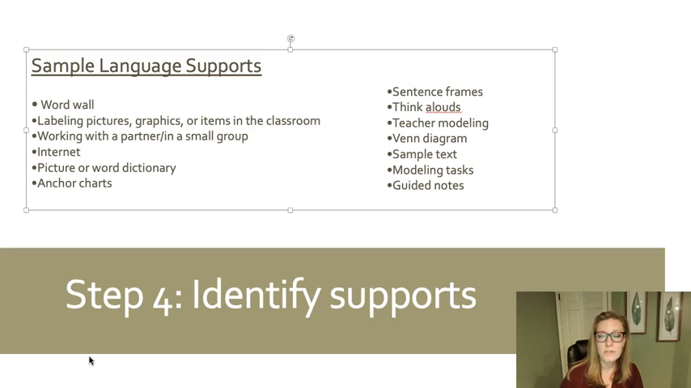Step 4 is to identify supports, specifically language supports. Here are some examples of language supports that you could offer to your students. A word wall, labeling pictures or graphics or items in the classroom, working with a partner or in a small group, the internet. If you take a look at the list here, you'll notice that all of these supports help students with language. So when you're offering supports, make sure that those are language-specific supports.